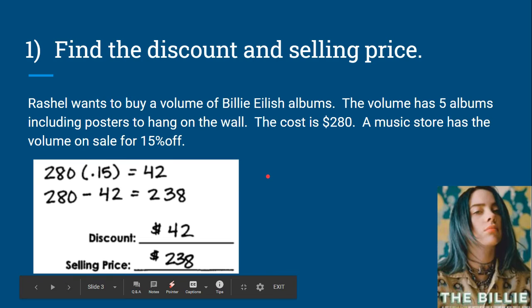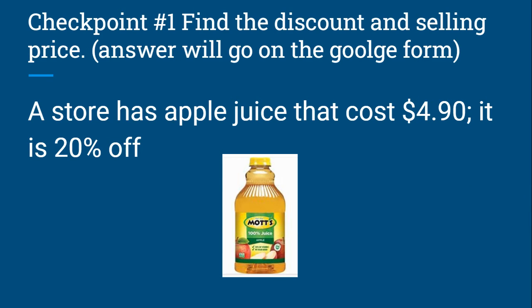Now to get the sale price, remember we're going to use subtraction. So you take the original amount, which is $280, subtract $42, and you get $238. So that's the cost of the volume of music. Now you can pause the video here. I would write this down on a separate sheet of paper, show your steps just like I did in the previous example, and your answer will go in the Google form.